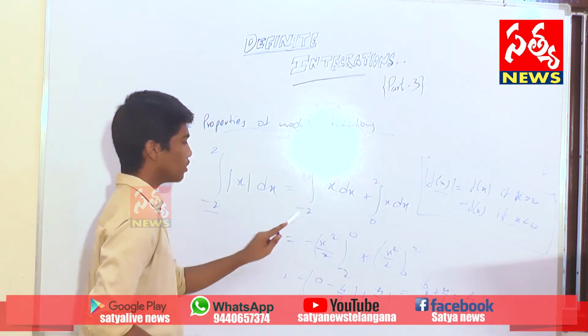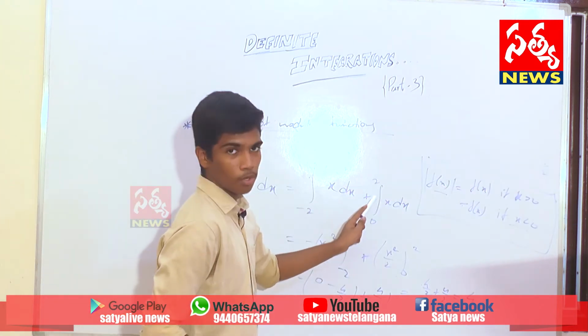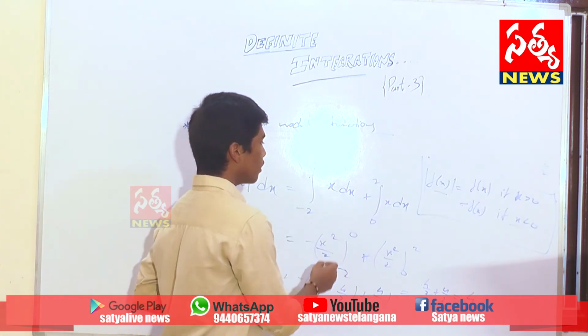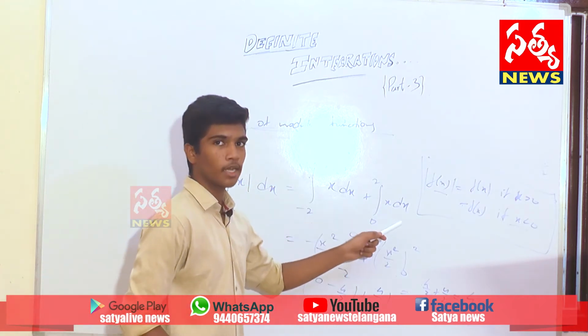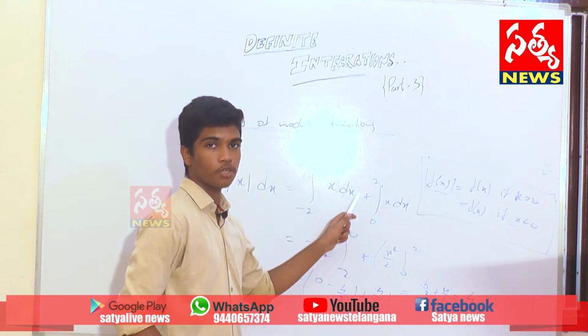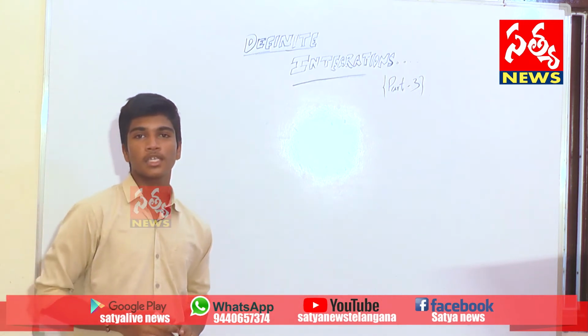In integration, mod x is negative in the region minus 2 to 0 and positive in 0 to 2. That is the reason we have split the function mod x into minus x and x in the intervals minus 2 to 0 and 0 to 2. Okay. And the next topic is summation series of integrals.